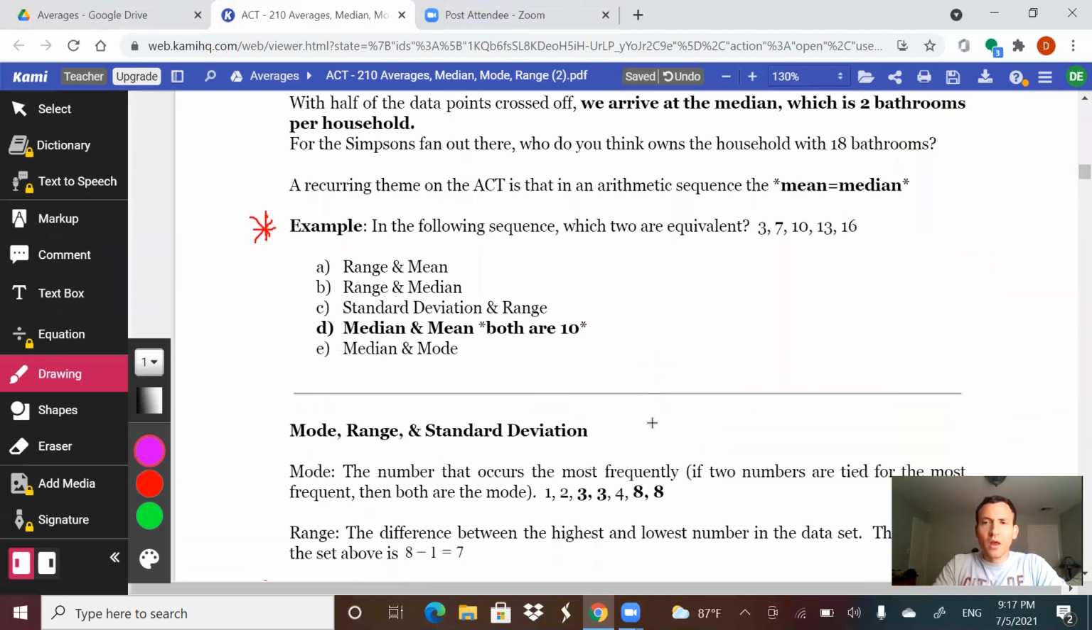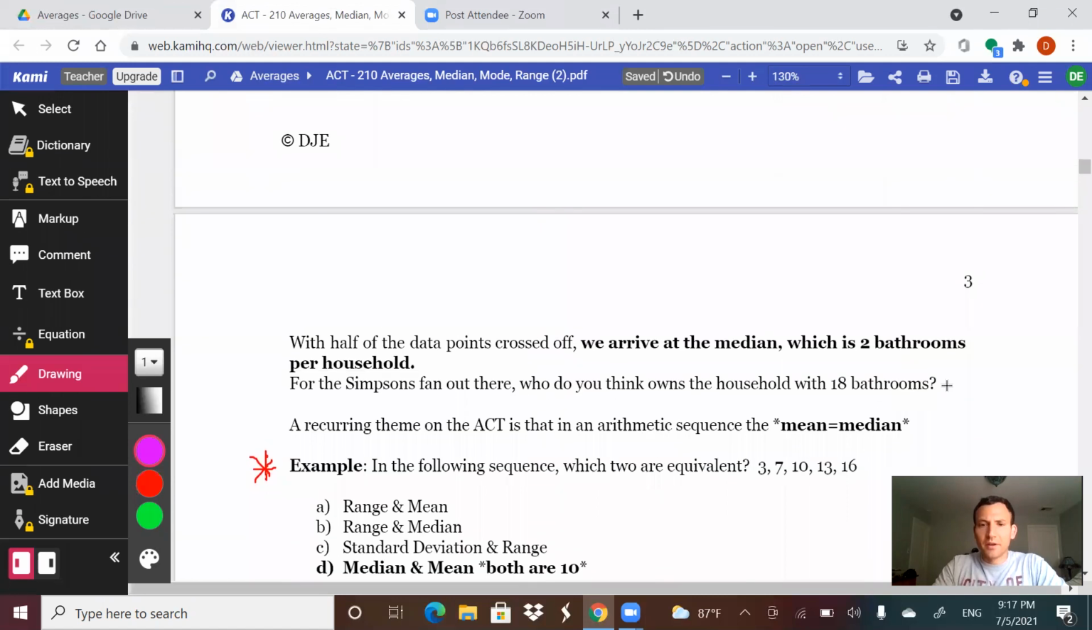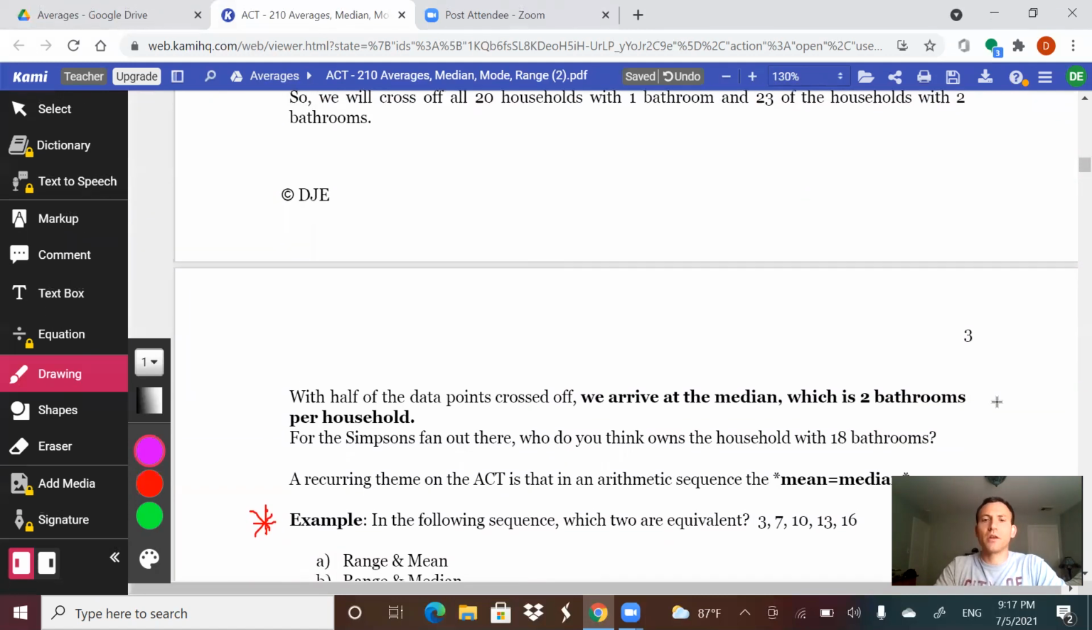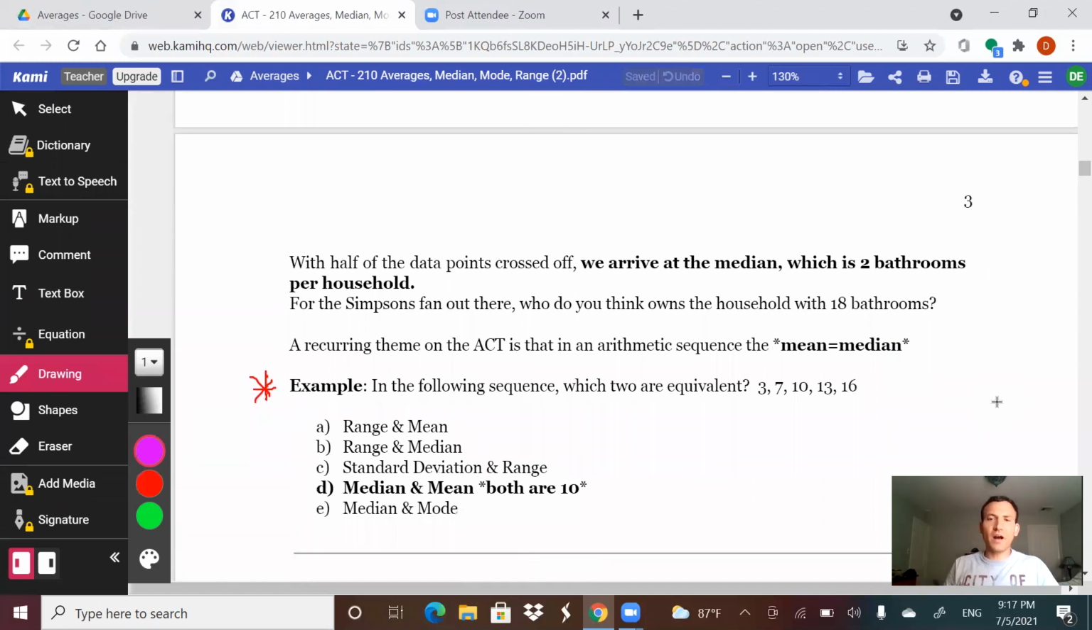Okay. Here's a very common theme that I've seen on several tests. It says, in the following sequence, which two are equivalent? So it's really interesting. Your median is equal to your mean in any arithmetic sequence, meaning that if you see a pattern where you're counting up or counting down by the same number, then if you add all these up and divide by 5, you're going to get an average of 10. But your median is also 10.